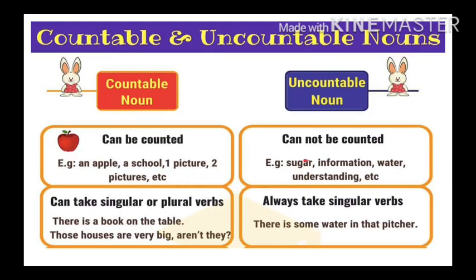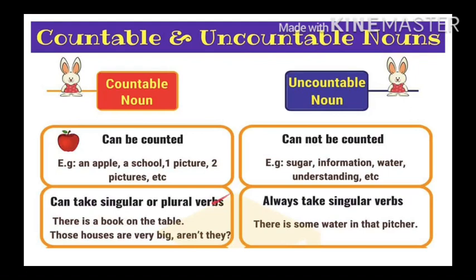Then if we see the example sugar, can we count the pieces of sugar? No. If we take the example of water, can we count the quantity of water? If we take the example of information, can we count the data? Can we count the quantity of information? No. So that's why they are categorized under uncountable noun.